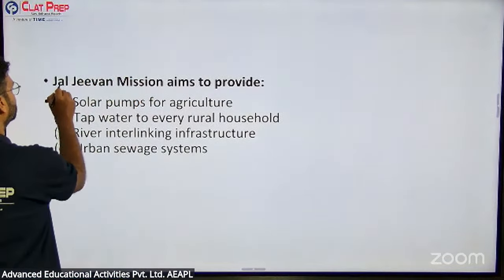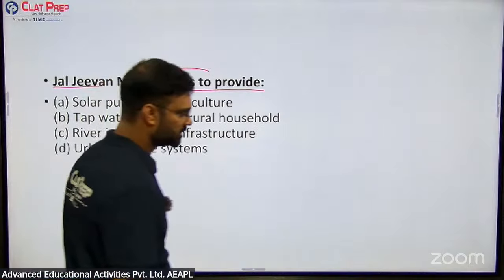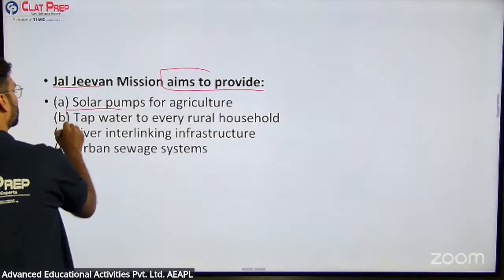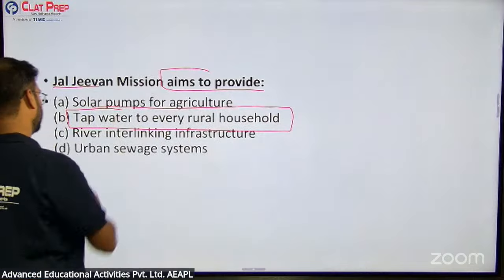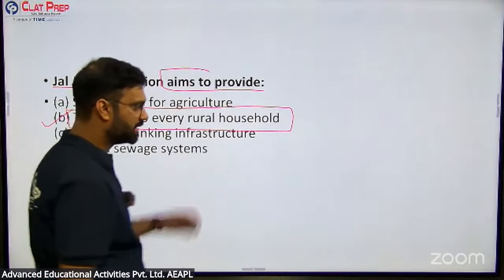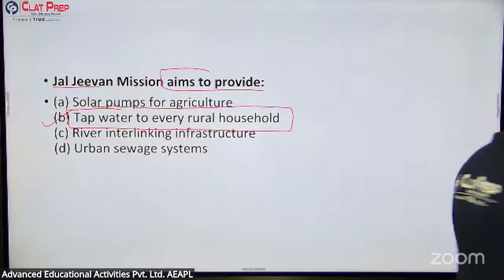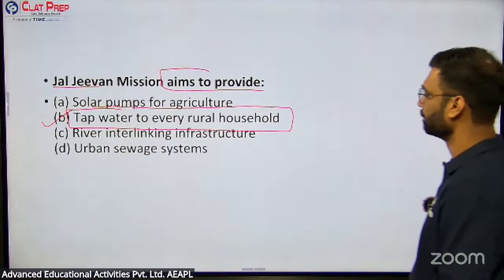Next question. Jal Jeevan Mission aims to provide. What is the objective of the Jal Jeevan Mission? The objective is to provide tap water supply to every rural household. That is the objective. The objective is to provide tap water supply to every rural household. That is the ultimate objective under the Jal Jeevan Mission, right?